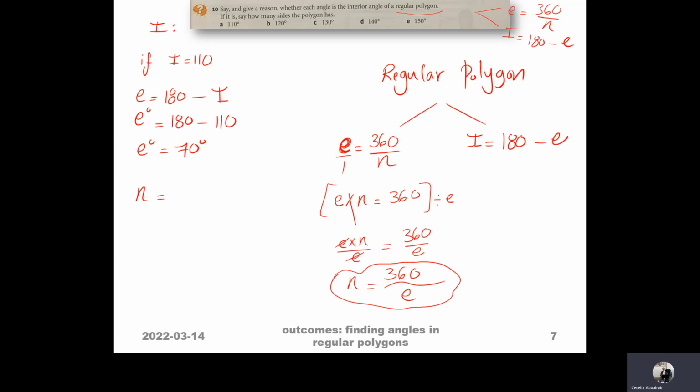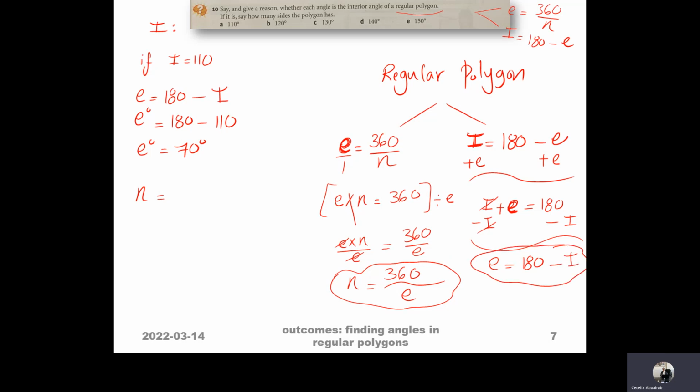And here, if I want to make E the subject, then I'm going to say plus E to make my subject positive. So it will be I plus E is equal to 180. Remember, I want to make E the subject. So minus I. So the I's are gone. E is equal to 180 minus I. So I made E the subject.